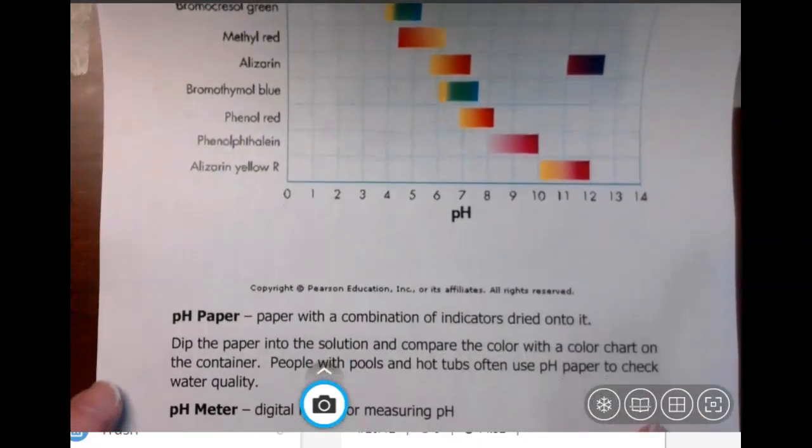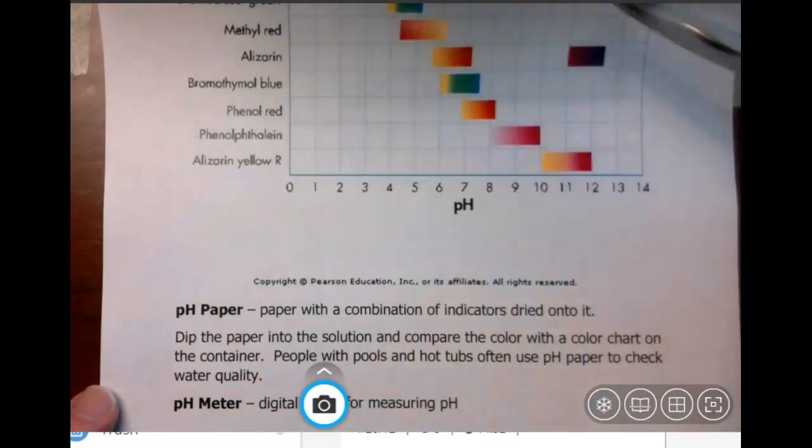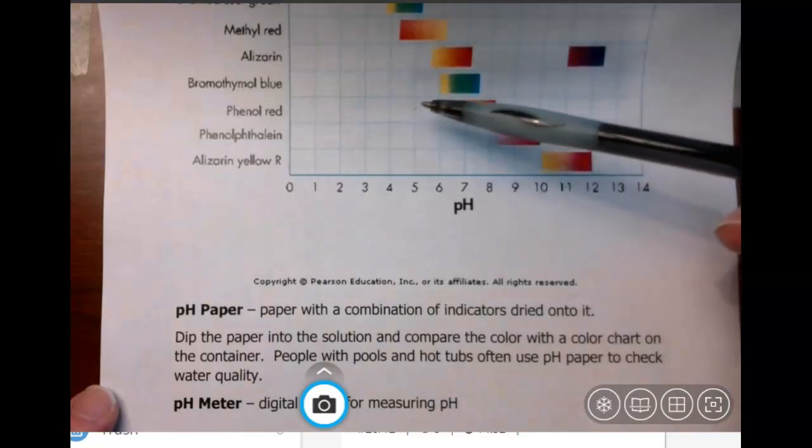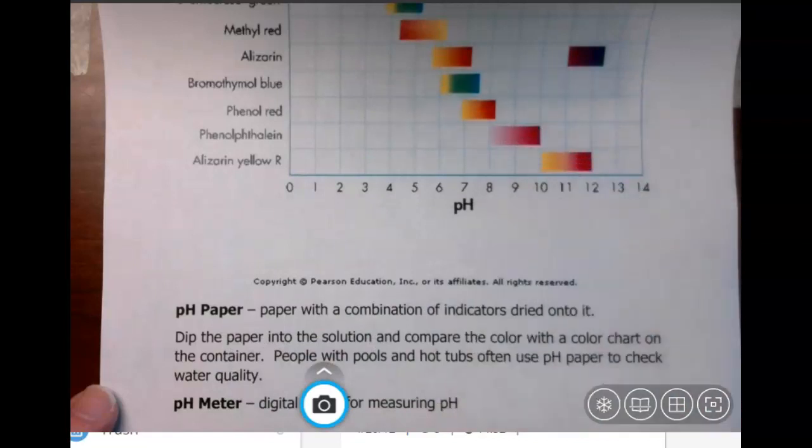These days, a very common way of measuring pH is with a pH meter. It's a digital meter that you just stick a little wand into your solution, and it will digitally read out the pH. If you take AP chemistry, you'll use a pH meter. So those are the primary methods for measuring pH: either using litmus paper, which only tells you acid or base, a liquid indicator solution, pH paper, which has the indicator solution dried onto it, or a pH meter.